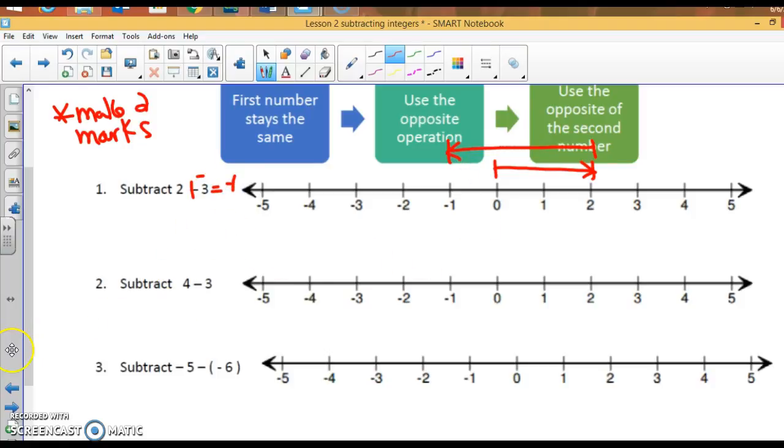Subtract 4 minus 3. Now, mind you, 4 minus 3 we all know is 1. But we can change this to add. The opposite of positive 3 is negative 3. So, start at 0, go to the right 4, plus negative 3, go to the left 3, and I end up at 1.